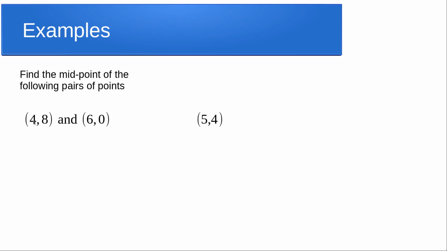But using the formula, we'd add them together. 4 add 6 is 10, divided by 2 is 5. 8 add 0 is 8, and divided by 2 is 4.